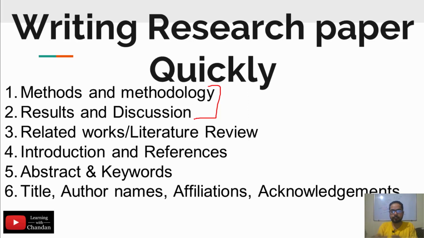After writing these two sections, now you write the related work section. Since you know what you have done and how you have done that work, now you can compare your work with your literature review. So you are going to write only those works which are similar to yours.